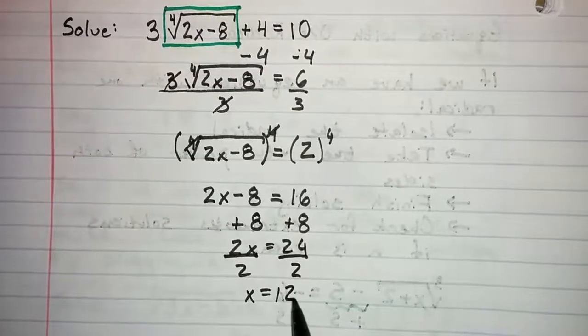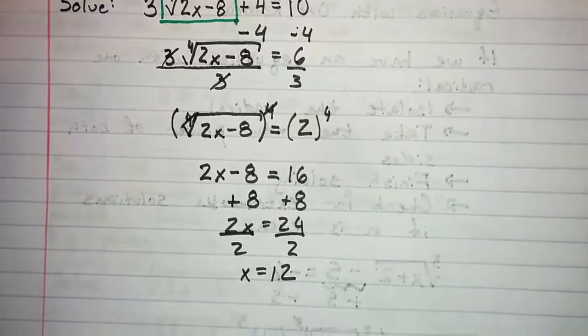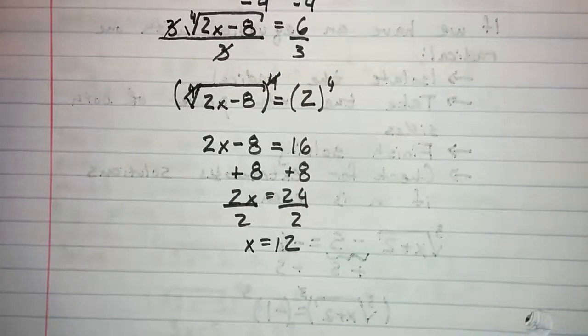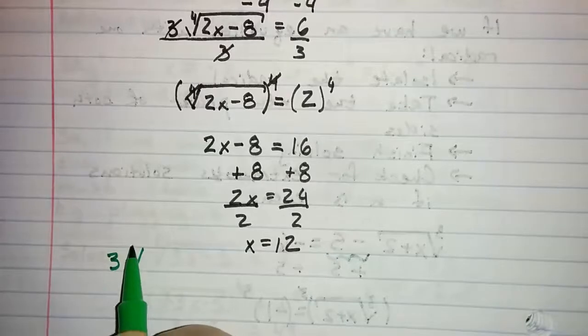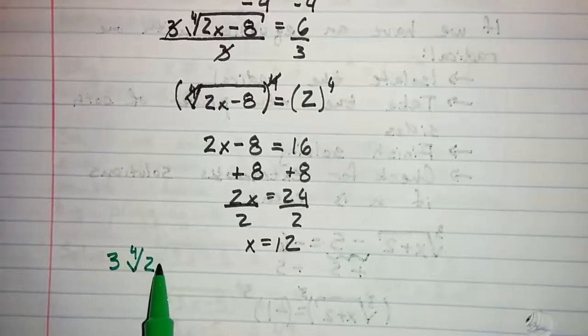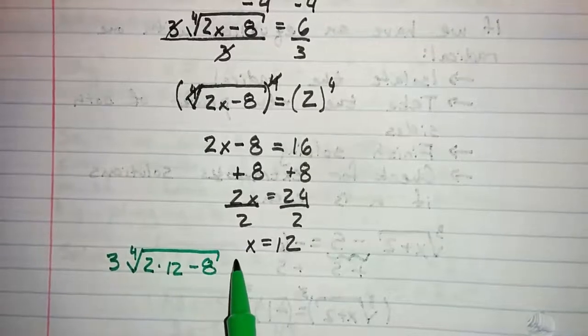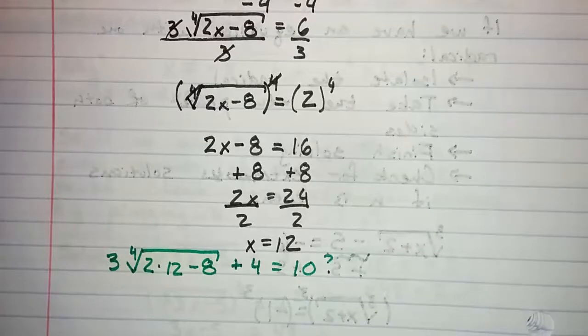X is 12. Now we did take an even power of both sides, so we should go back and check that this was not an extraneous solution. Plugging in, we'll have 3 times the fourth root of 2 times 12 minus 8, all plus 4. And we want to know, does it equal 10?